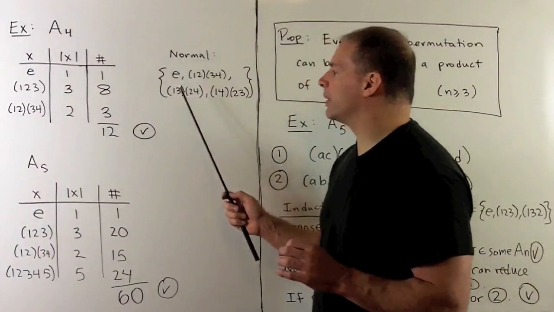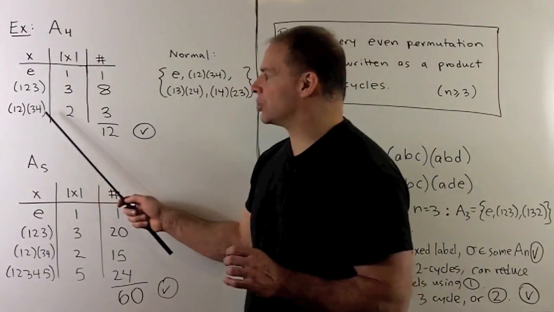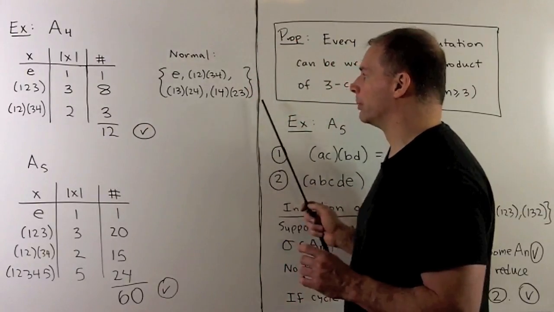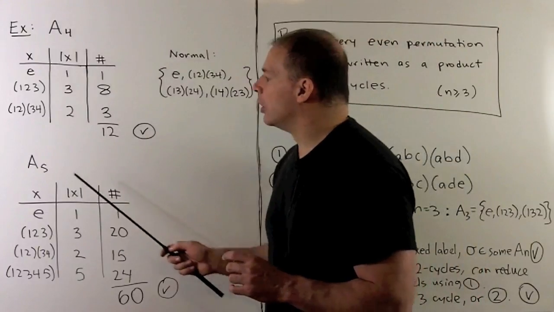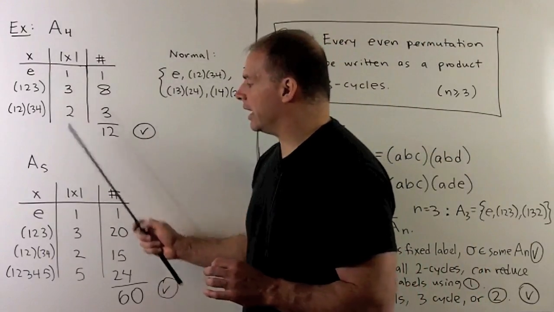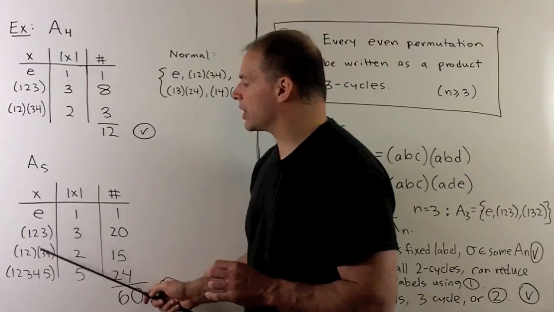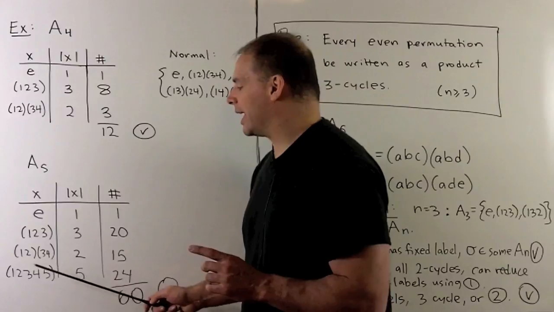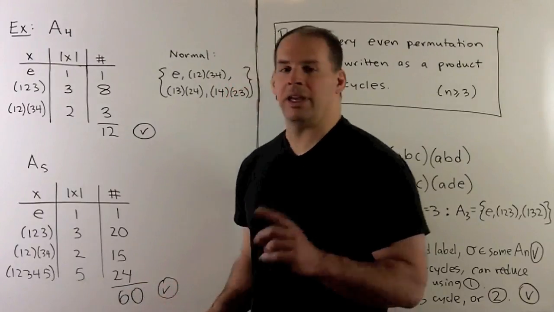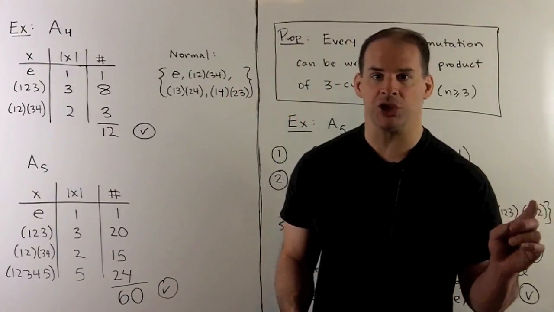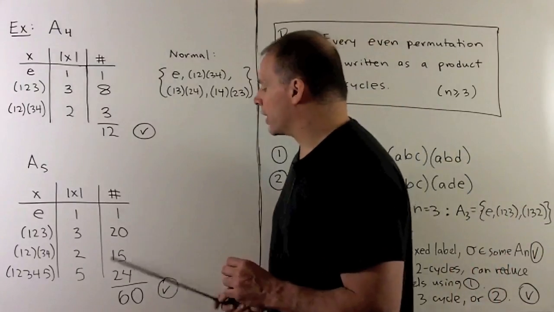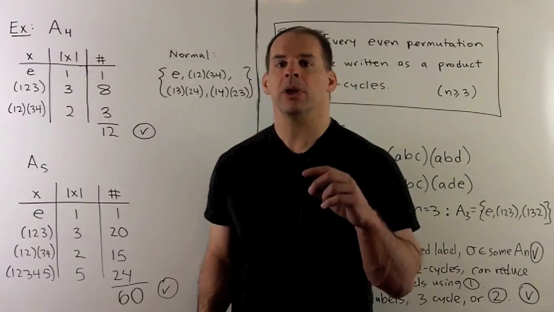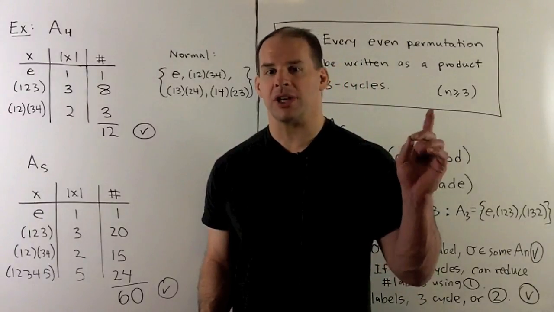Note A4 is not simple. We have the normal subgroup given by the identity and the products of disjoint 2-cycles. You should check that this is at least a subgroup. For A5, same idea. We have the identity, 3-cycles, products of disjoint 2-cycles, and we also have 5-cycles. And again, note an odd number of labels in a cycle gives an even permutation. We do our counts. We get 60, which is 120 divided by 2. 120 is 5 factorial, so that checks also.